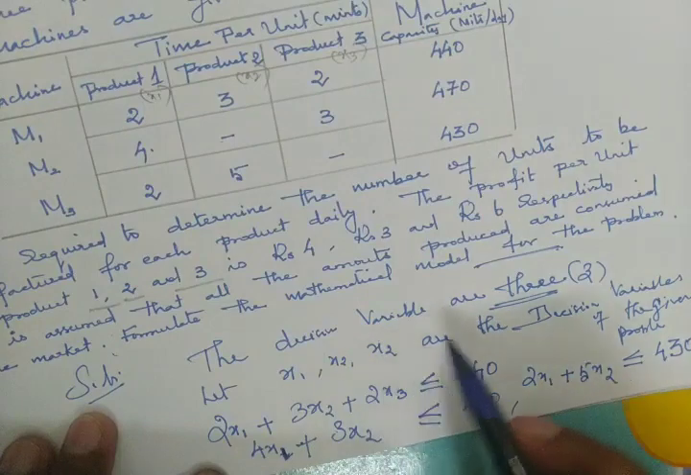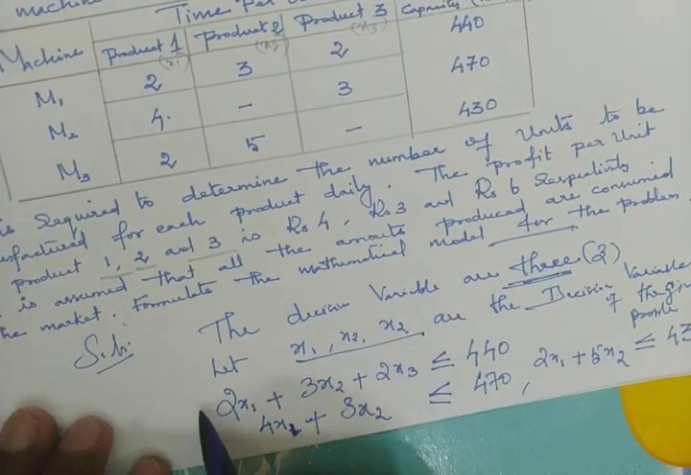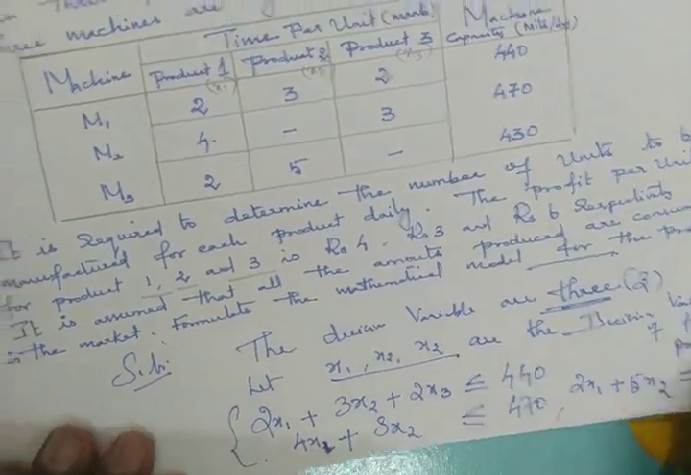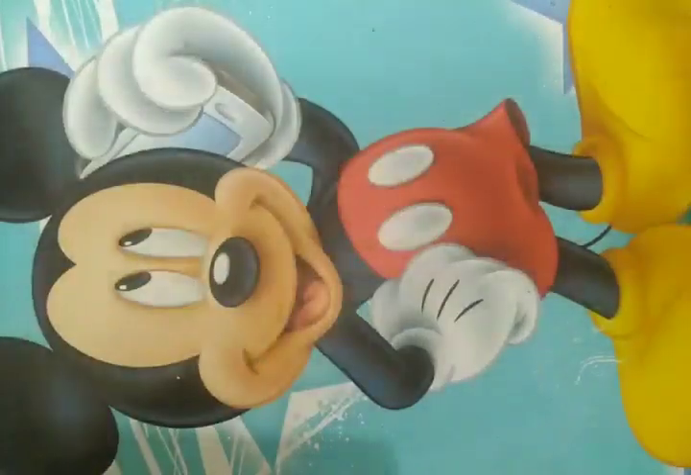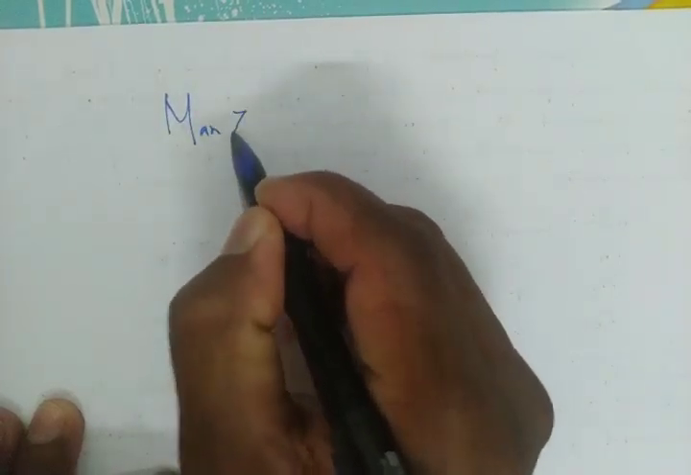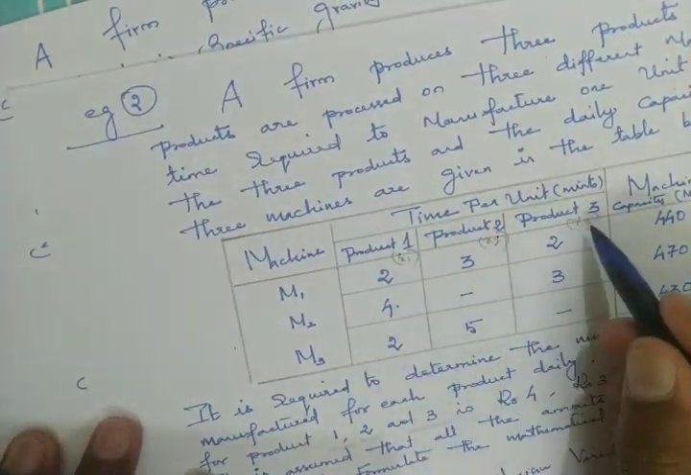First you decide how many decision variables there are and give names to them, then you form the constraints. After forming the constraints, you form the general mathematical model of the given problem. Here, your objective should always be to maximize. So maximum of z, and you have three products, product 1, product 2, product 3.